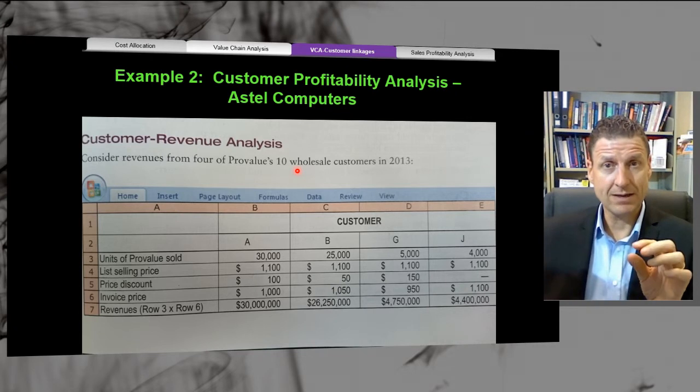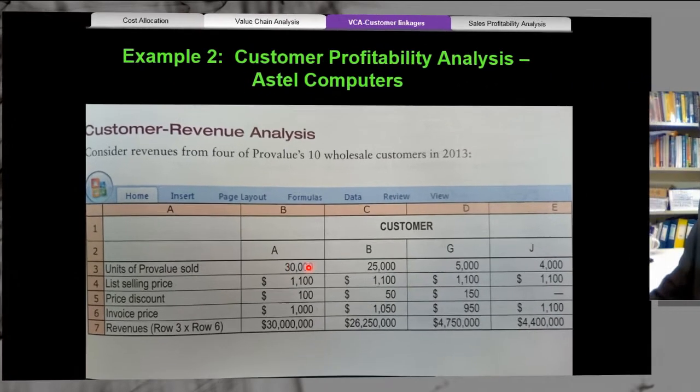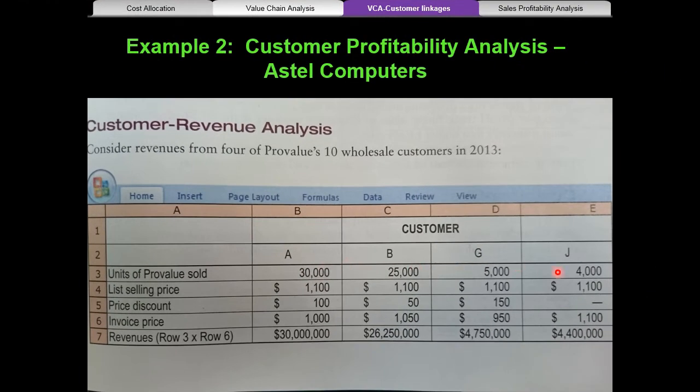And we're talking about the typical manufacturing cost of $680 at the time. But now we're actually looking at the customers. And from the get-go, we can see that there are different customers of Pro Value. These are 4 of Pro Value's 10 wholesale customers. We're not showing all of them, just enough so you get the idea about the different resources these customers are consuming. They also have different selling prices after a price discount is offered to these different retail customers.